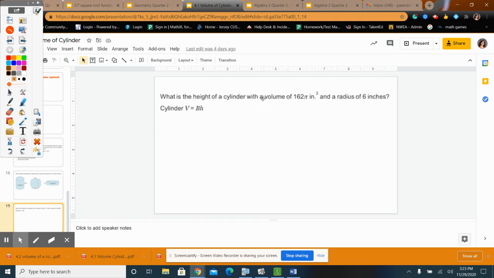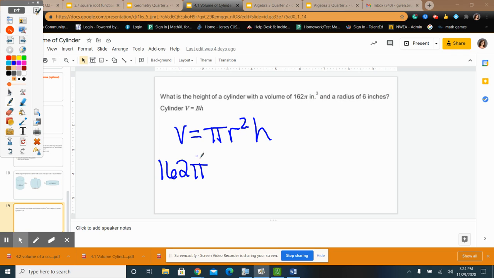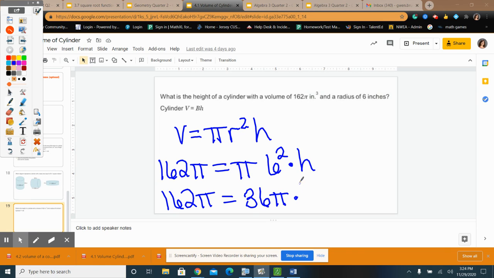On this last one, this time we're looking for a height, and they're telling me that the radius is 6. So they're telling me the radius. So I'm going to use the pi r squared h formula, and we're going to plug in what we know, or substitute what we know. The volume is 162 pi, so I'm going to put that in the volume spot. I still have a pi, but I know the radius is 6, so it'll be 6 squared times h. I'm going to clean this up a little bit, and I get 162 pi. I know that 6 times 6 is 36, so it'll be 36 pi times h.